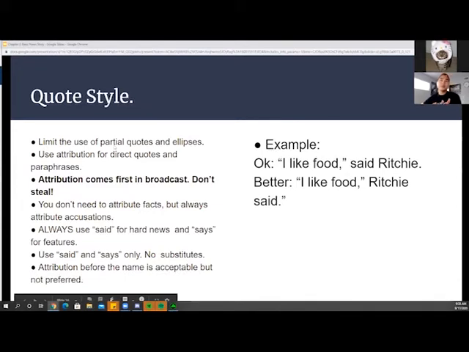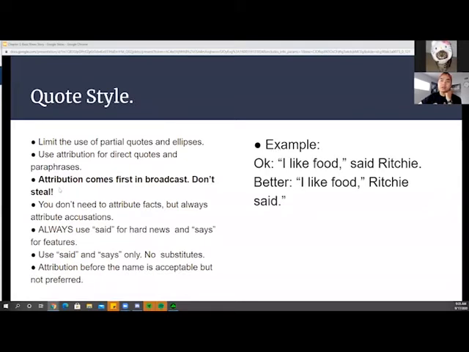Okay, so different things. Limit the use of partial quotes and ellipses. Even though someone gives you a long quote, just cut it. Limit the use of ellipses and cutting their quote around, because we might misquote someone and that is just as bad. Use attributions for direct quotes and paraphrases. If we get information from someone, you want to give them the source.